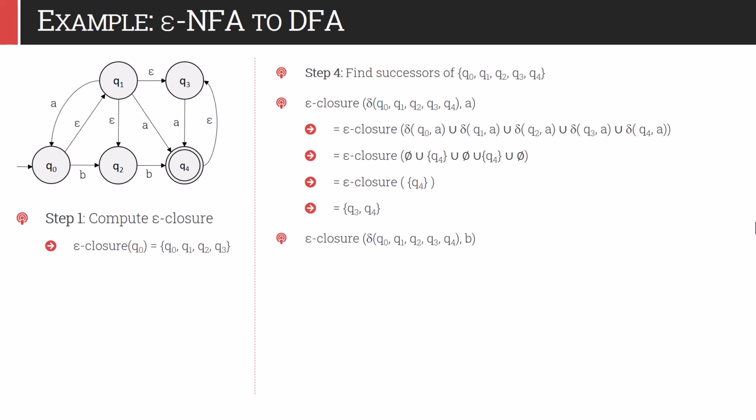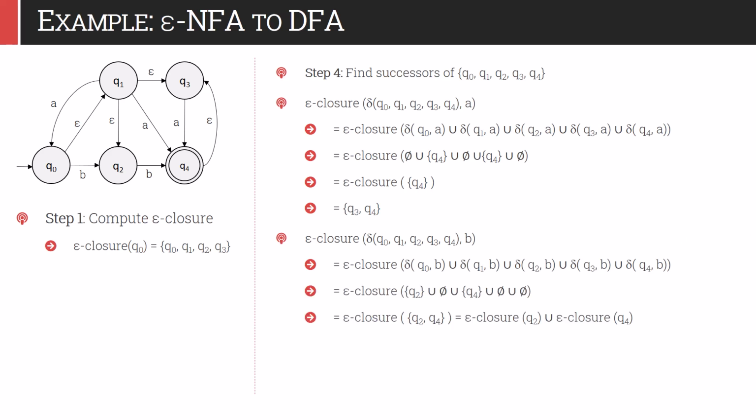Now we will compute the epsilon closure of this on input alphabet B. That is the union of all these transition functions, which is equivalent to the epsilon closure of Q2 union the epsilon closure of Q4, which is Q2, Q3, Q4. Again, that state is also already in the list. So all four sets in the list are processed. That means we have to stop here.